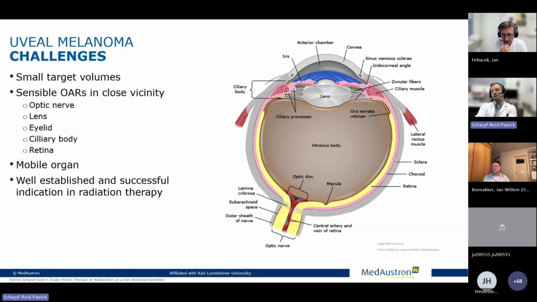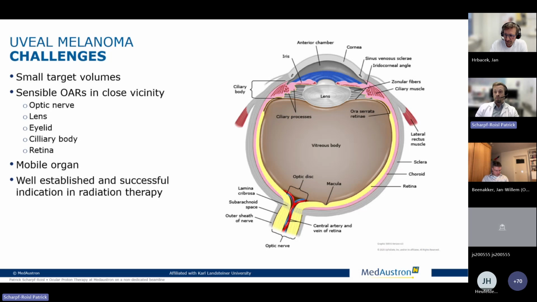So of course, what are the main challenges of uveal melanoma? We talk about small target volumes, sometimes just 2 to 3 millimeters in diameter and a height of roughly a millimeter for some of these tumors. We have a lot of sensible organs at risk in close vicinity. Of course, the optic nerve, the lens, the eyelid, ciliary body, retina, macula, or the whole eye itself also, of course, is an organ at risk. If too much dose is delivered to the eye, it will not keep its functionality as well. It's of course a very mobile organ because we can move our eye by free will, but also it moves without our free will, which is more of an issue in this case.